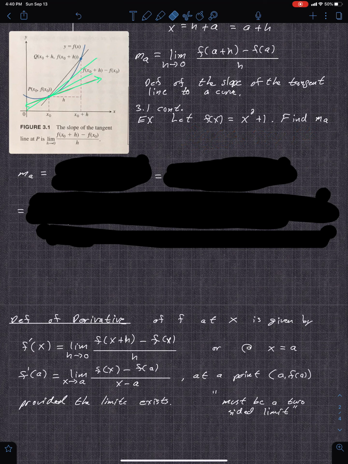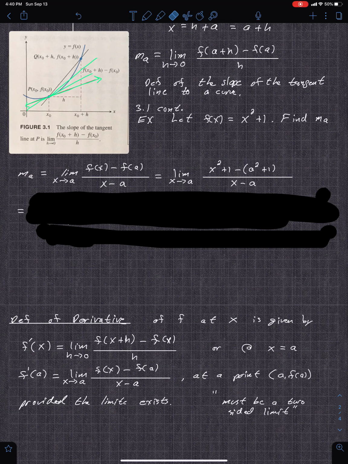Okay, so we'll do this step by step. You write it out, that's your limit. You're going to place in your x squared here, and a squared minus 1 here, and x squared minus 1 here, all over x minus a. Then substitute in, you should get something like that. Then you distribute this negative across, and these will be gone.